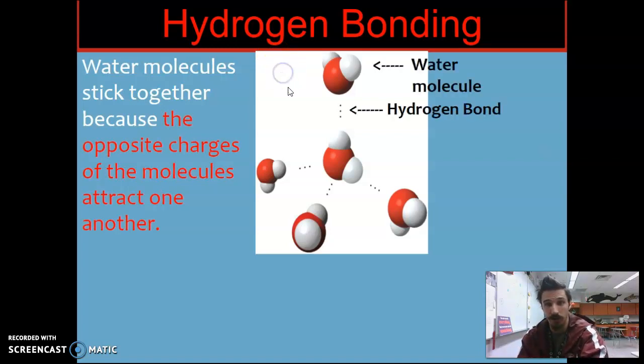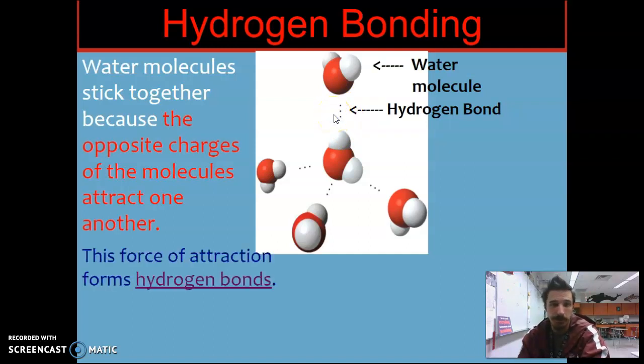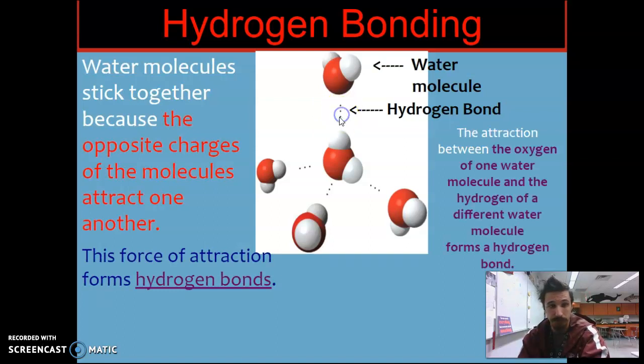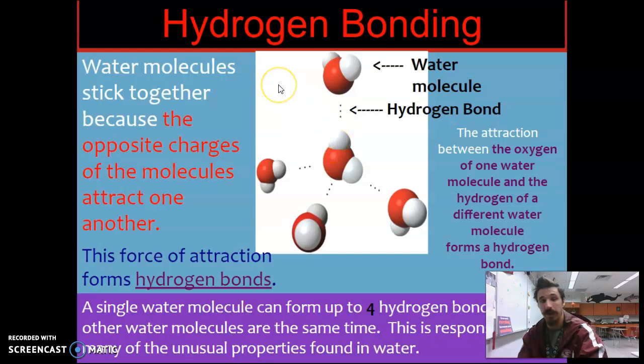So we have our water molecules, we have our hydrogen bonds, and we always represent hydrogen bonds with these 3 little dots because hydrogen bonds are actually weak bonds that are made and broken easily. And we call that force of attraction a hydrogen bond that we see here. Now, a single water molecule as depicted in this image can make up to 4 hydrogen bonds with other molecules. The oxygen can make 2, and each hydrogen can make 1.